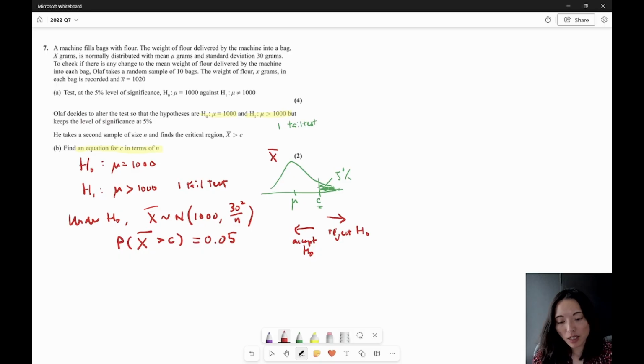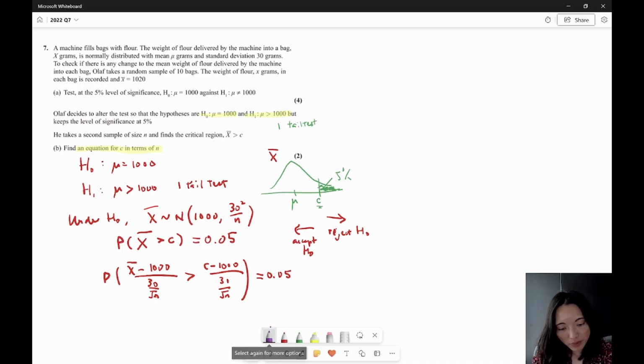This is when we need to convert the probability distribution into a standard normal distribution. You should be very familiar with that. So we take X bar minus the mean, minus 1000, over the standard deviation, which is the square root of the variance, which is 30 over square root of n. We need to do that to both sides of the inequality: C minus 1000 over 30 over root n. That should equal what we have above. Now we should observe that because we've converted the normal distribution that X bar follows into a standard normal distribution, this is our Z.